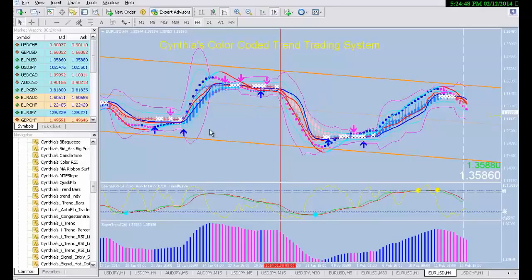You just have to always expect that you're going to have a trend, resting phase, trend, resting phase, trend, resting phase, trend, resting phase.